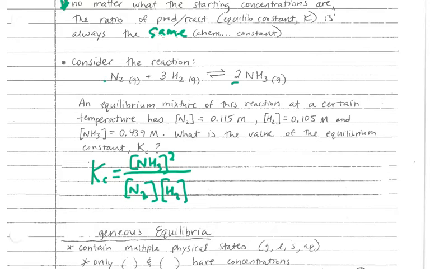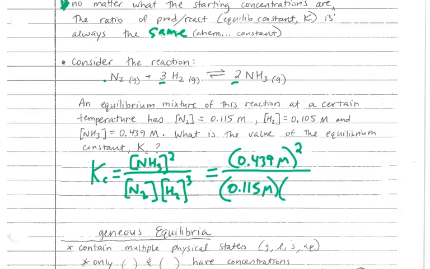N2 does not have a coefficient, or has a coefficient of 1, and H2 has a coefficient of 3, so we're going to put that 3 up there. All right, so now all we have to do is plug in the values we're given in the problem. So the concentration of NH3 is 0.439 molar, square that, divided by the concentration of N2, which is 0.115 molar, times the concentration of H2, 0.105 molar, and this one is cubed.